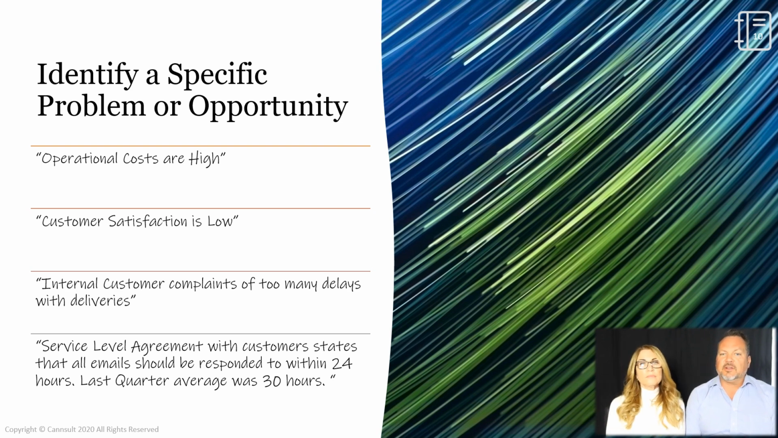At this point, during the define phase of a project, the team may not have a specific problem in mind, or they may have a specific problem, but the actual current results may not be known yet. For example, they might know that operational costs are high, or customer satisfaction is low, which is pretty general usually. Or more specifically, that internal customers complain of too many delays with their deliveries. This is a specific problem, but there is no measure of the current performance which would show the gap.